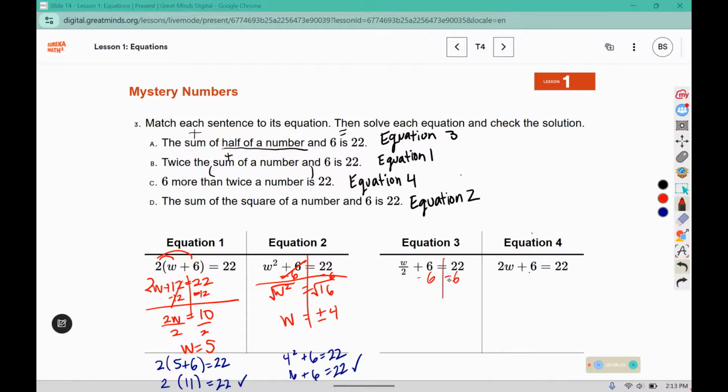Here again, we start by subtracting 6 from both sides. 22 minus 6 is 16. To undo division, you can multiply both sides by 2. And that would give us W equals 32. 32 split into two parts would be 16. 16 plus 6 is equal to 22.